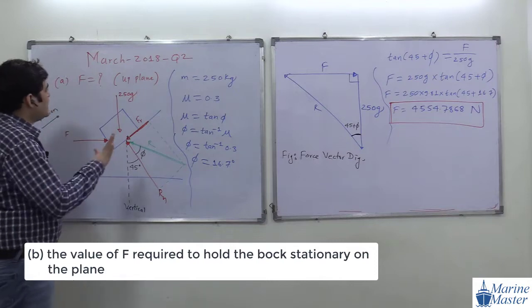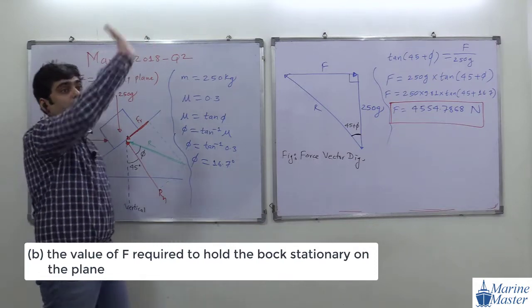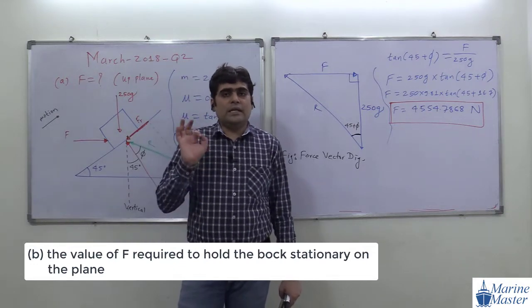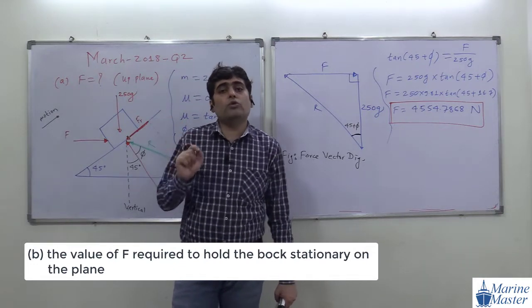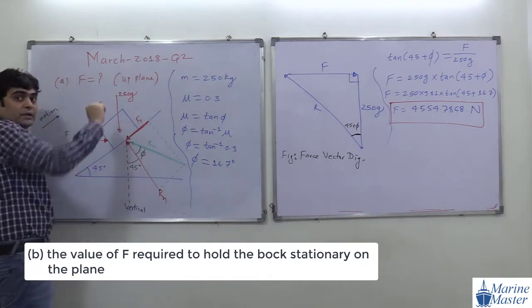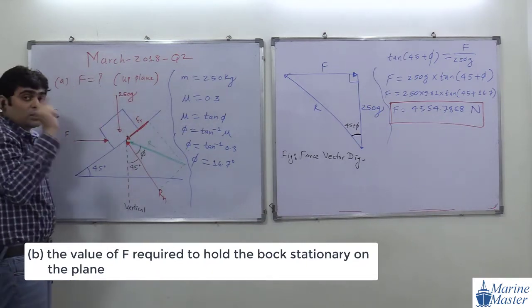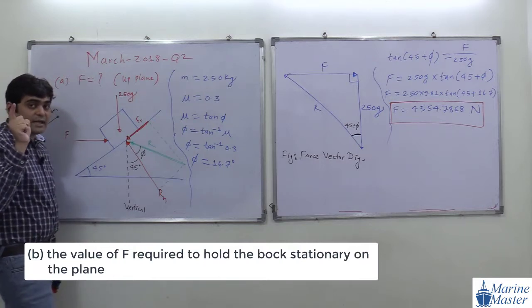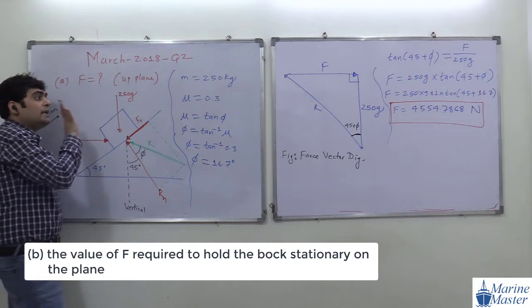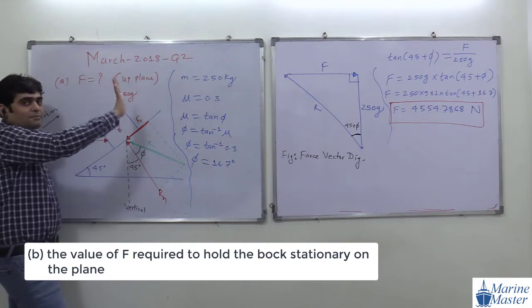In part A, our target was we have to move the block up the plane. In part B, what was our target? In part A, what was our target? We have to find out the value of F to move the block up the plane. That was our target in part A.